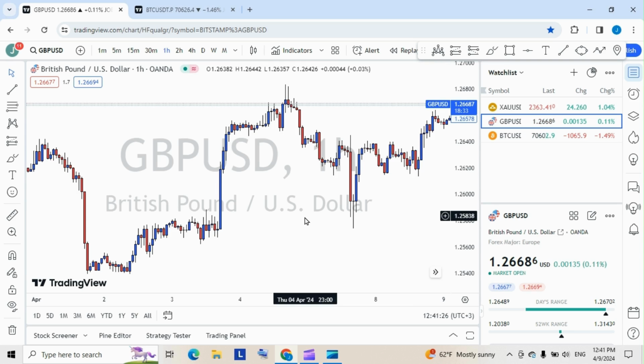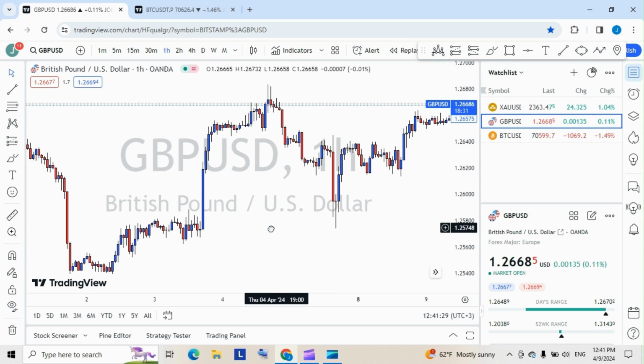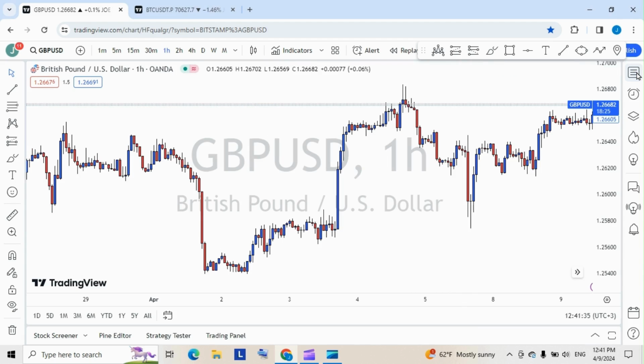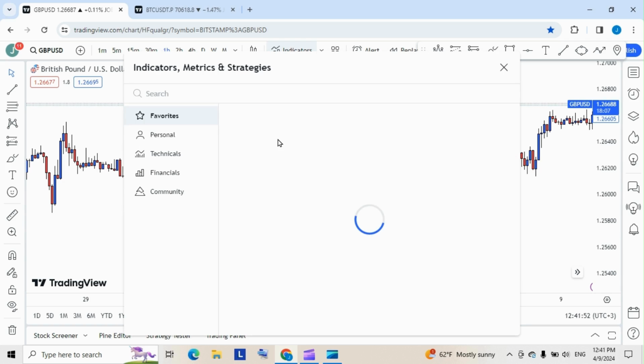So now when you open this, let's see, this one is more visible. Now this is the chart. What you are going to do is come to the top here, where you see Indicators. Just tap on indicator at the top. When you tap indicator, the indicators are going to be visible to you.